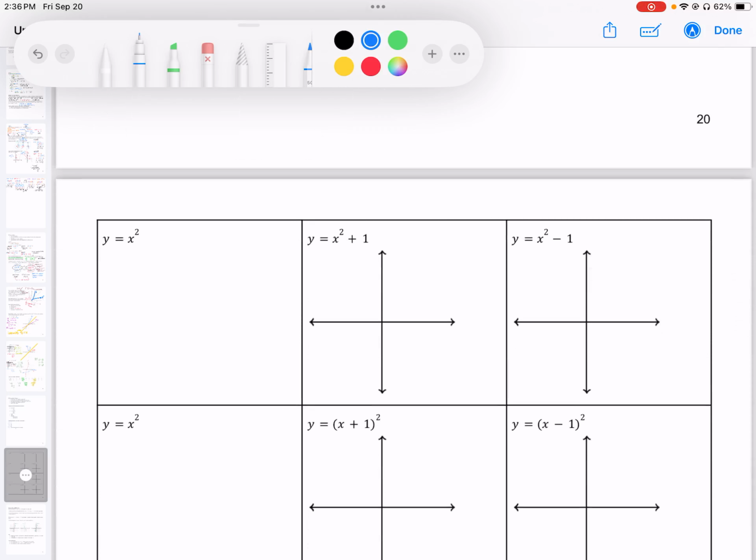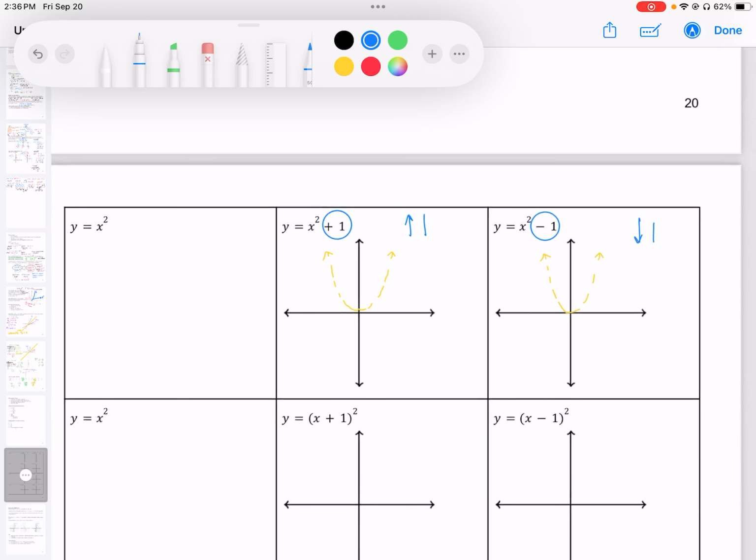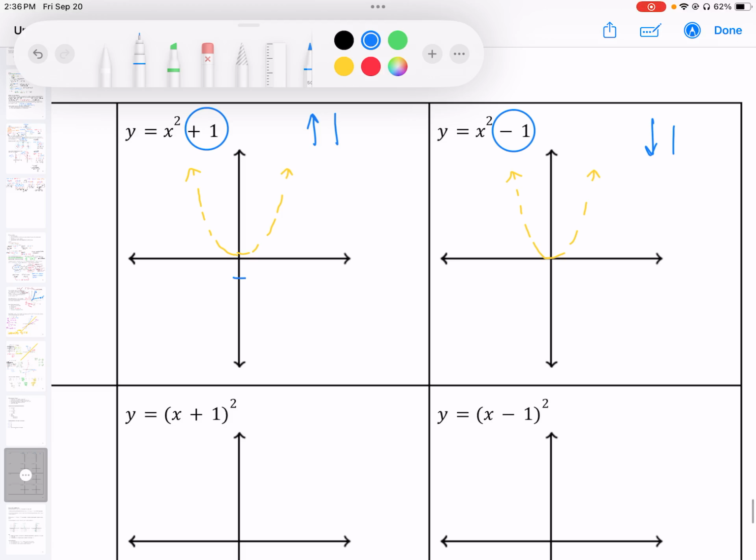So for all of our functions, I'm going to go ahead and draw the parent function in yellow. So here is my quadratic function, x squared. Now, the very first transformation that we see is a +1 at the end of the function. That signifies a movement of up 1 unit, whereas in this other function we have a -1, which signifies a downward movement of 1 unit. So what that means is we are going to move down a single unit and draw our curve again. Okay, notice that that was a vertical shift.